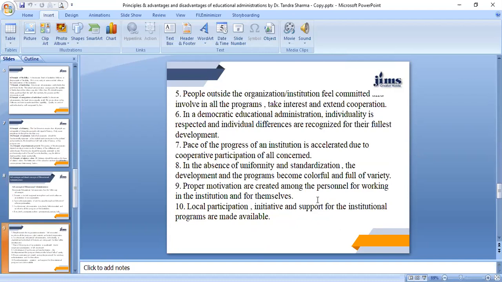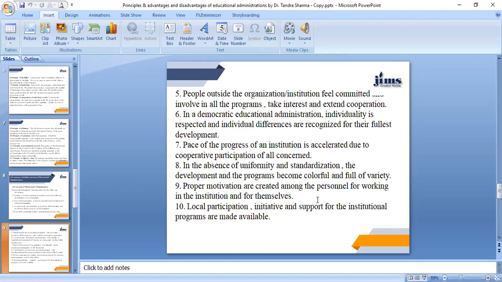People outside the organization or institution feel committed. They are involved in all the programs, take interest, and extend cooperation. Sixthly, in a democratic educational administration, individuality is respected and individual differences are recognized for their fullest development. Seventhly, the pace of progress of an institution is accelerated due to the cooperative participation of all concerned.